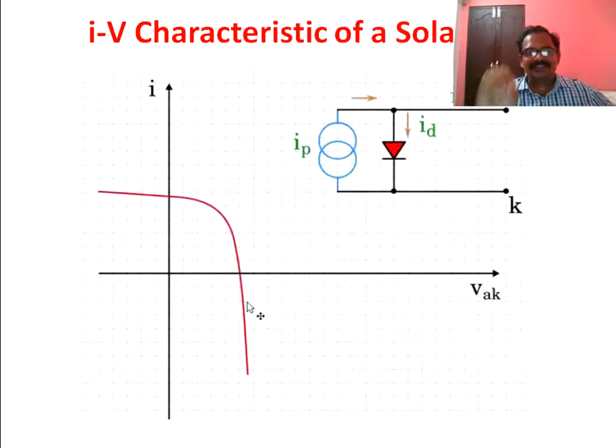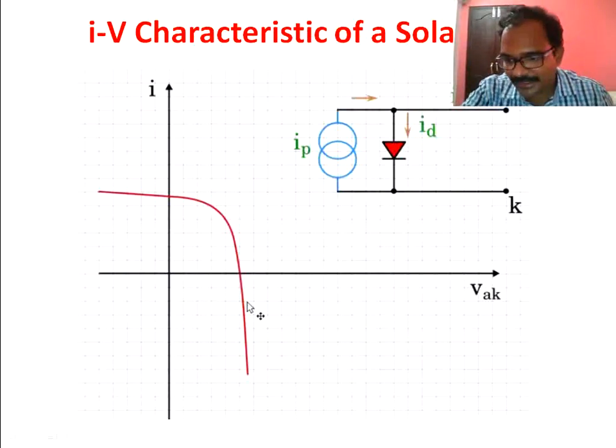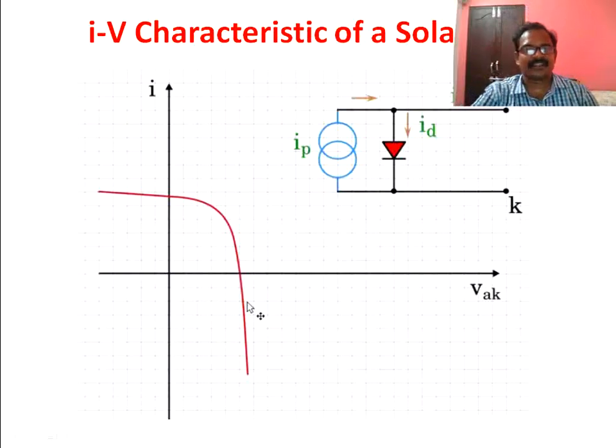Now these are the IV characteristics of a solar cell. I is on the y-axis and VAK, the voltage, is along the x-axis, and I have a curve like this. At the top left I have given the circuit diagram of a solar cell, IP equal to ID plus I. It is how the solar cell will work, and the remaining things we will see in the next class. Thank you.